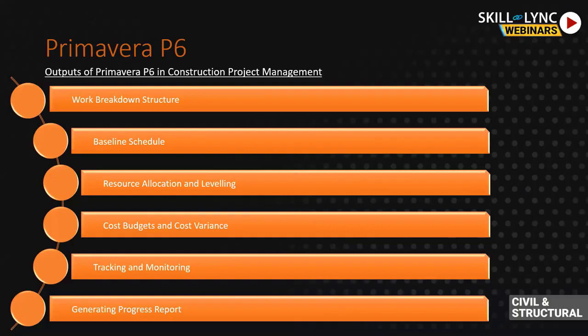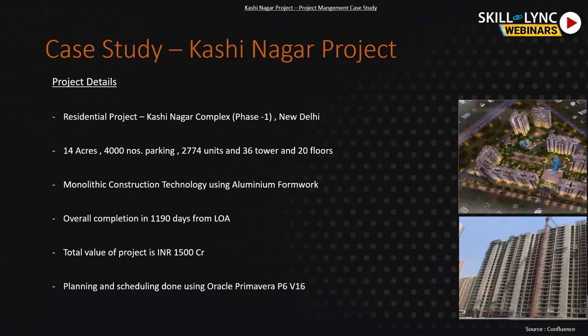We can track and monitor, and also we can generate progress reports. These are all parts of the planning, monitoring, and controlling process. So Primavera integrates all that process into a very robust project control system. So this is the biggest advantage that it provides us. Now we move into the case study.